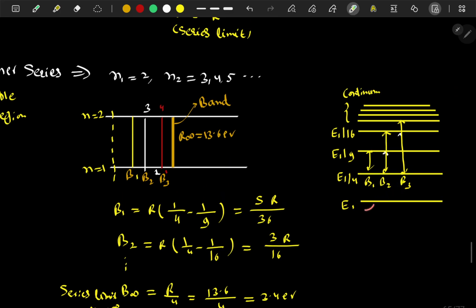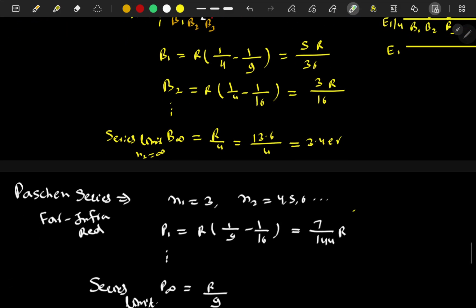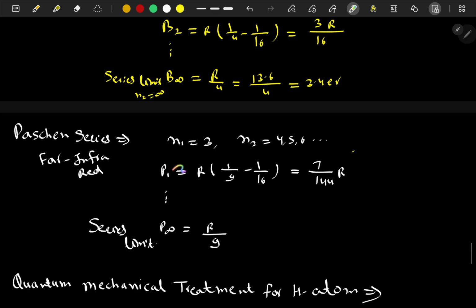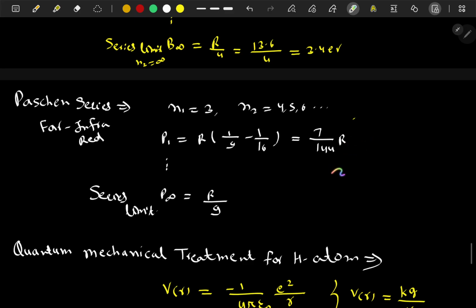So here it will not come down to n equal to 1, and from every other energy level it will come back to n equal to 2. So we get B1, B2, B3 similarly. And same here, 13.6 by 4. And the Balmer series is in the visible region. Now the Paschen series: for the Paschen series n1 equals 3 and n2 equals 4, 5, 6, 7. So the first is 7 by 144 R, and infinite is R by 9.